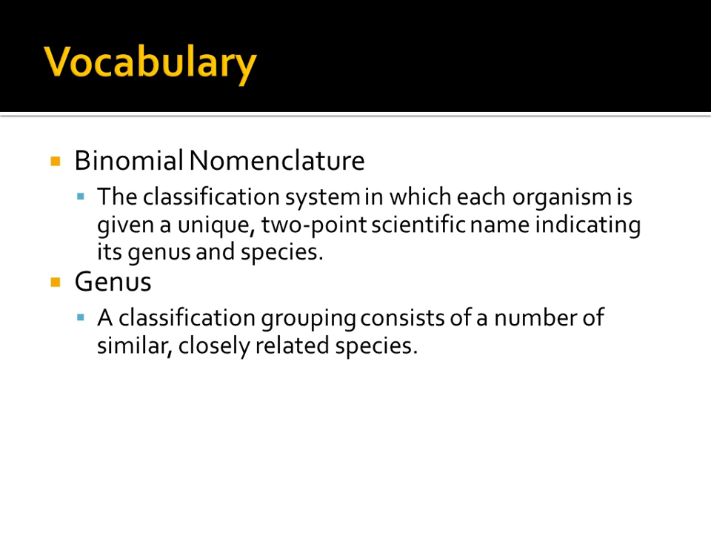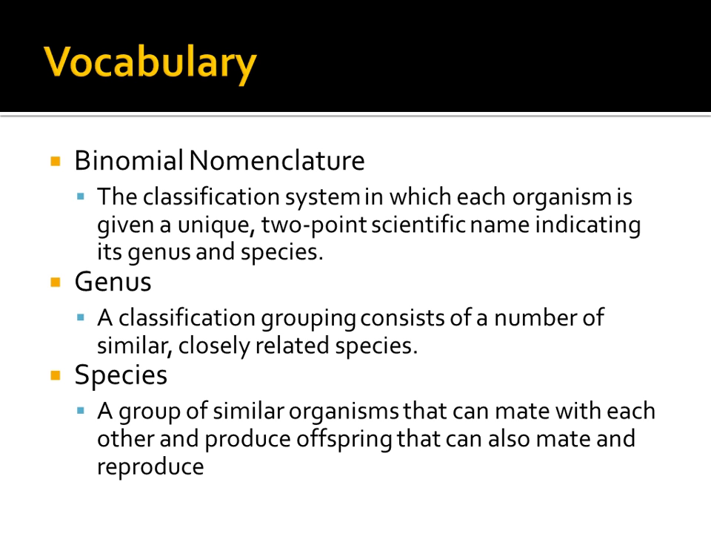Genus is a classification grouping consisting of a number of similar, closely related species, while species is a group of similar organisms that can mate with each other and produce offspring that can also mate and reproduce. And so what this is saying is that genus means they're pretty close together, and species means they're very, very similar.